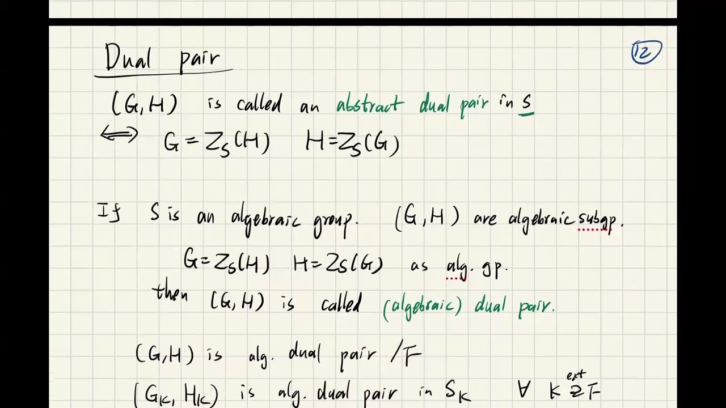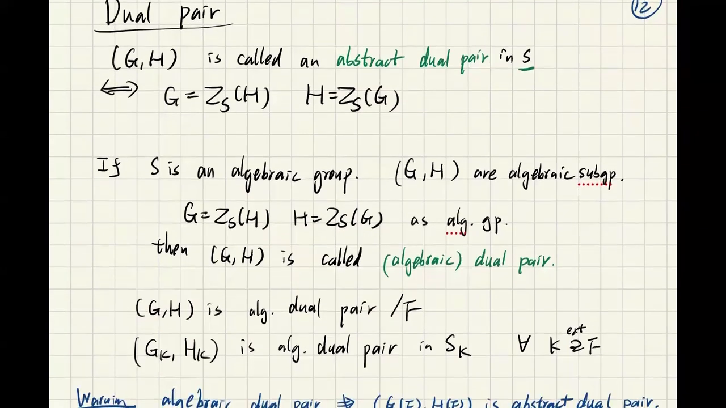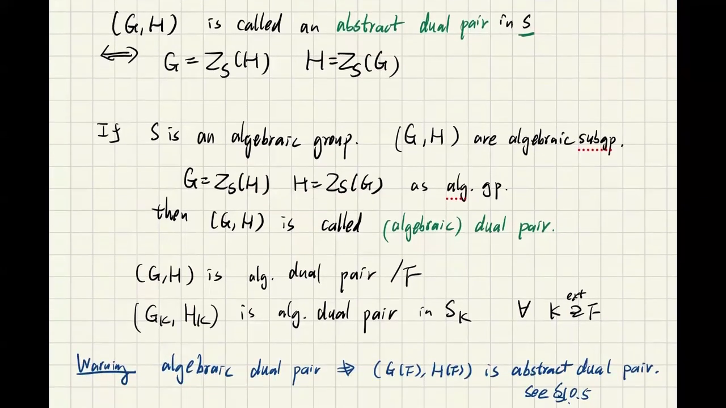Okay, so this is just a group theoretical definition, but this definition is in general not good, because we are actually looking at algebraic groups or Chevalley groups or reductive groups. So we should consider the situation that S is actually an algebraic group and G and H are algebraic subgroups. Actually, they should be closed subgroups inside S.